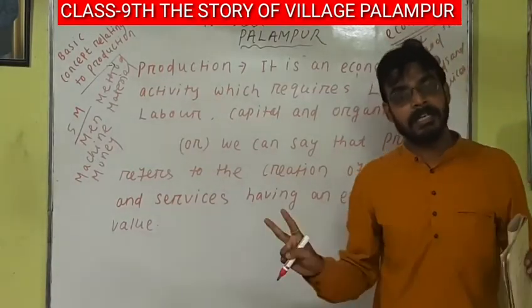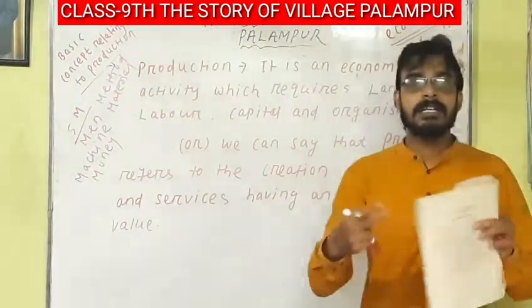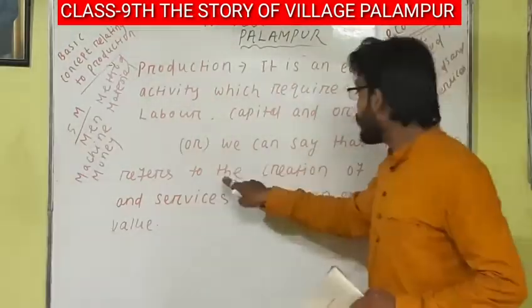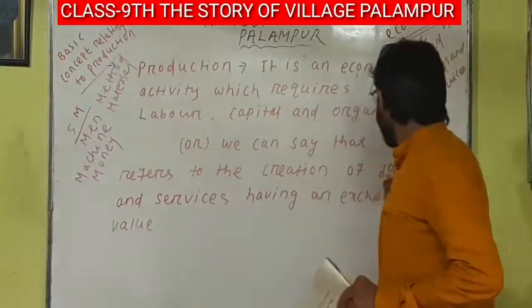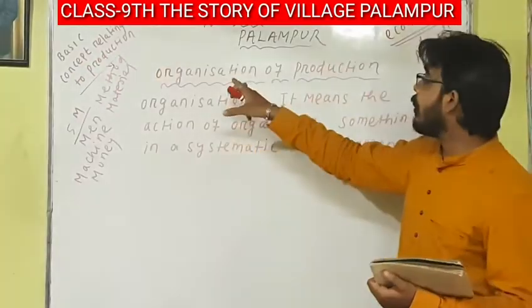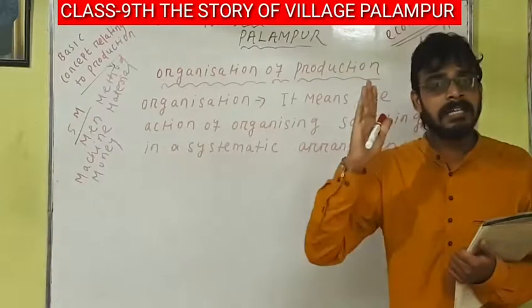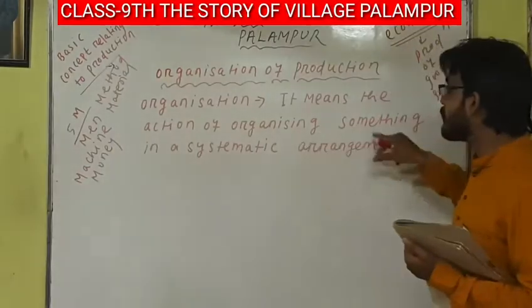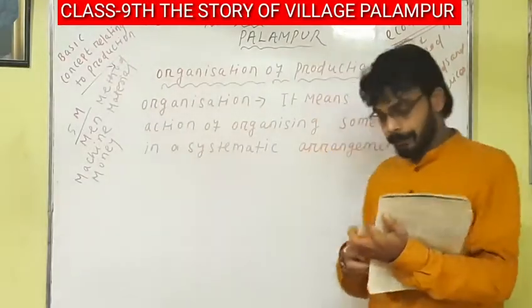Clear? Production is an economic activity, and economic activities mean those activities which are related to the production of goods and services. Or we can say that production refers to the creation of goods and services having an exchange value. Then come to the organization of production, that means how to organize the production. Organization means the action of organizing something in a systematic arrangement, that is, what to organize and how to organize.